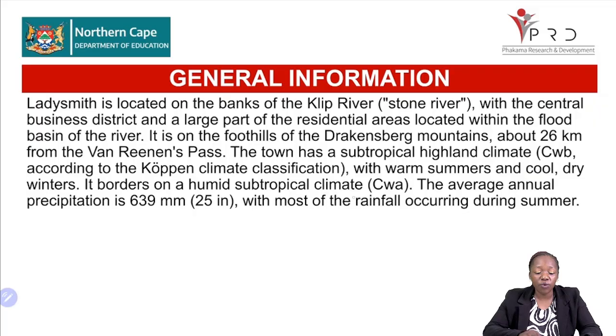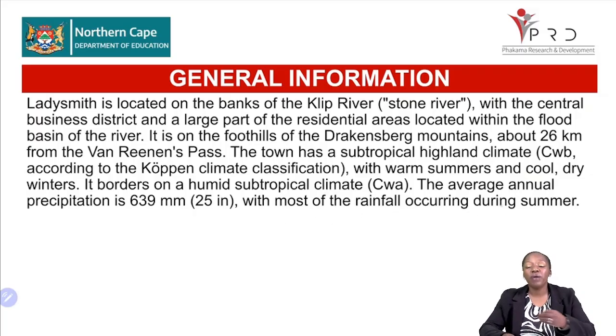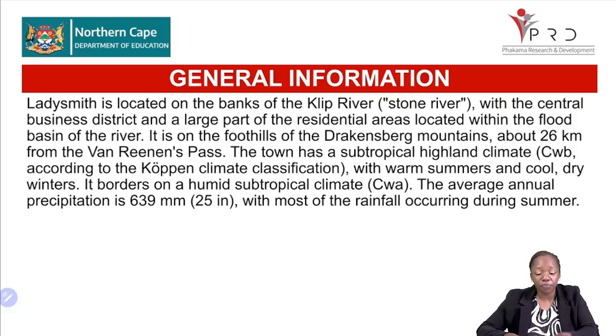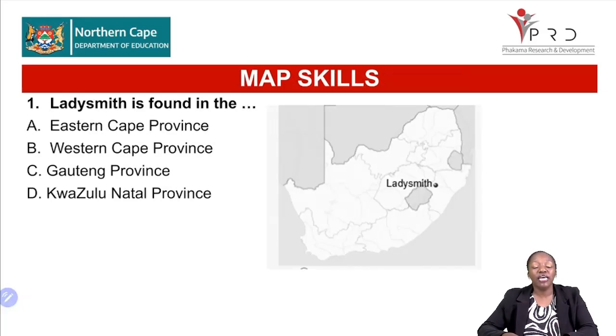The average annual precipitation is 639 millimeters, which is 25 inches, with most of the rainfall occurring during the summer. So by reading your general information, you now have the clue or the idea of what to expect in this area. So let us look at our map skills.